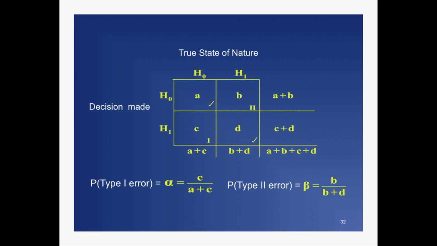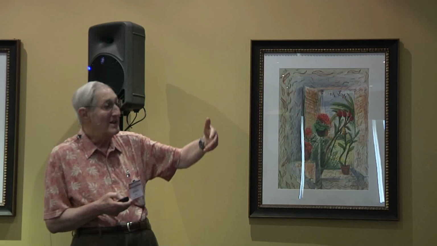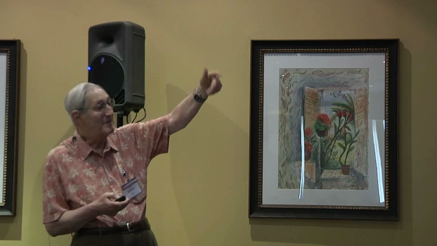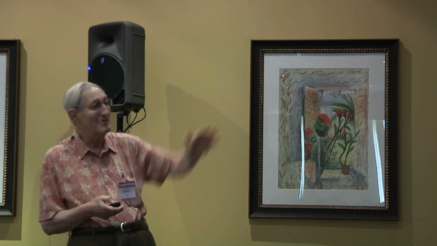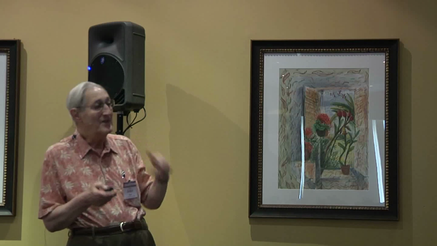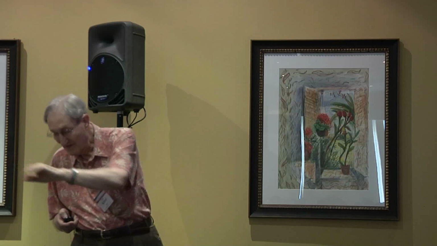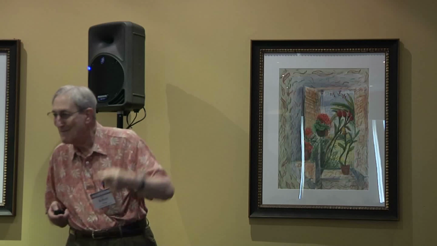It's probably what you learned: the true state of nature, the decision made. You have the number of counts A, B, C, and D in each cell. And the type 1 error alpha is C divided by A plus C. And the type 2 error beta is the other way around. I'm pretty sure this is all old hat to you.